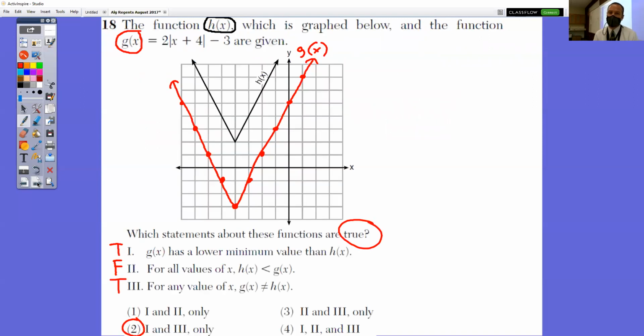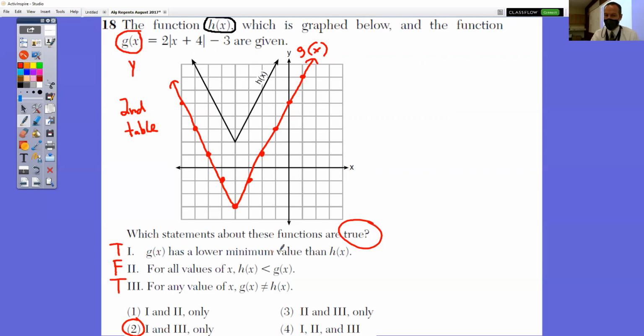Number 18, the function h of x, which is here in the black, is graphed below. And the function g of x is this. So the first thing that I did is I graphed that second one. All right, type it into your y equals, and then do second and table to find your points. So that's how I got the graph of this g of x here in the red. Which statements about the functions are true?